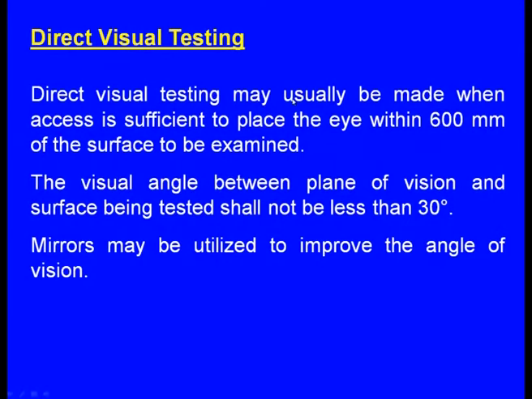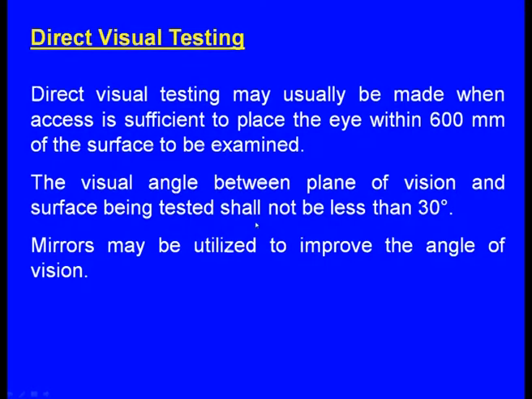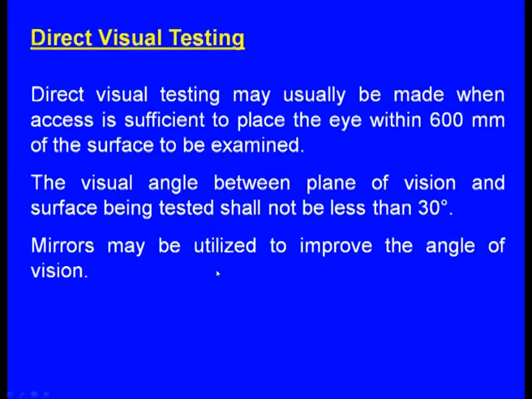Direct visual testing may usually be made when access is sufficient to place the eye within 600 mm of the surface to be examined. It means when the object to be examined is close, within 600 mm, then only we can use this technique, direct visual testing. The visual angle between the plane of vision and surface being tested shall not be less than 30 degrees. Mirrors may be utilized to improve the angle of vision.